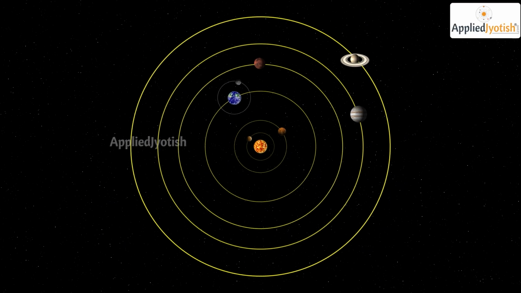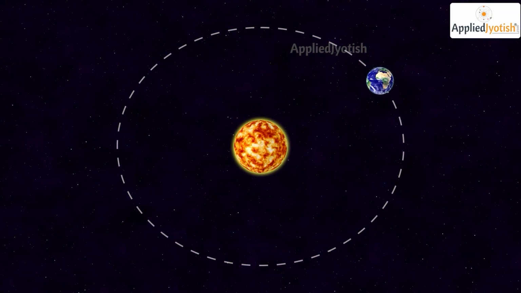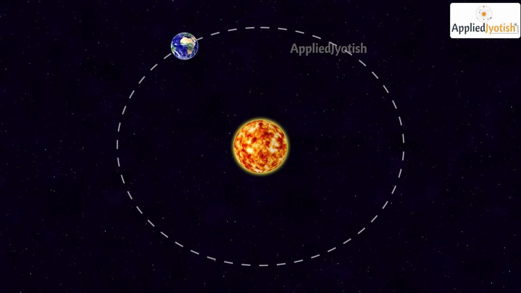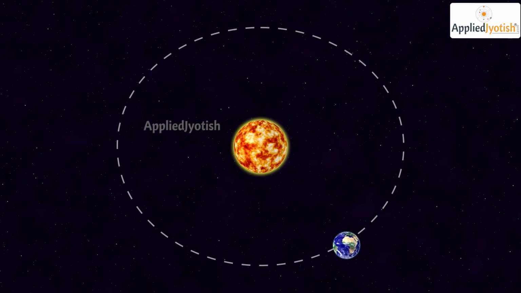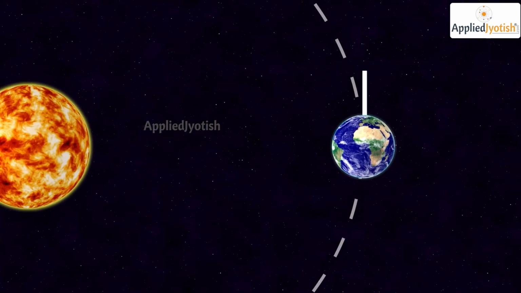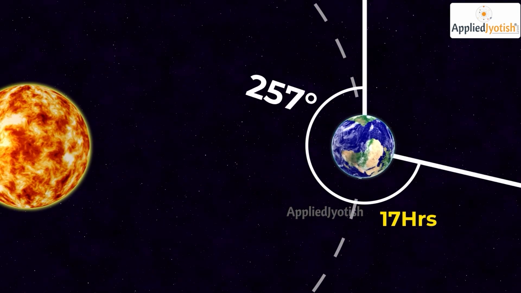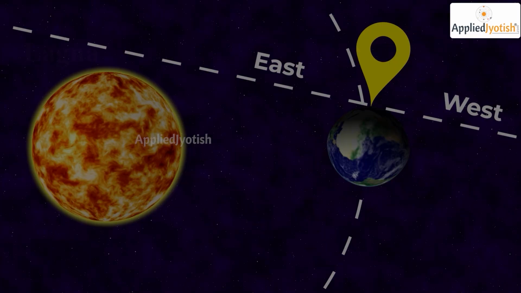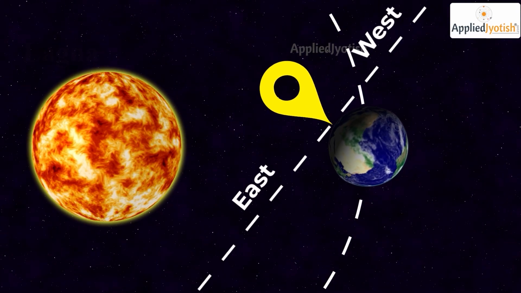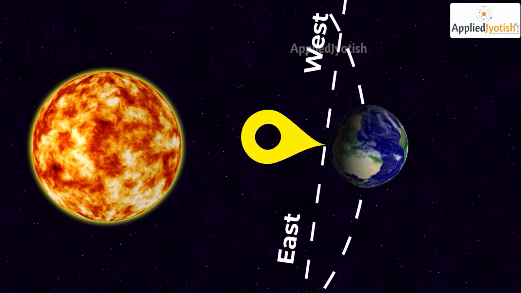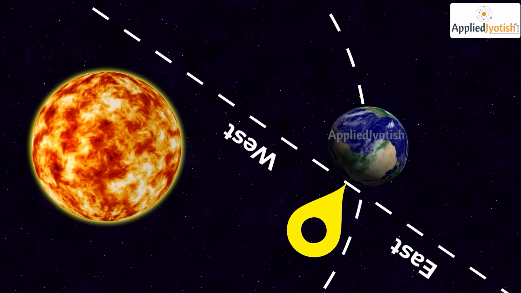This is our solar system, and this is the sun. As we all know, the Earth revolves around the Sun in an elliptical orbit. At the same time, the Earth rotates around its own axis approximately once every 24 hours. Because the Earth rotates around its own axis in this way, we see the Sun rise in the eastern sky and set in the western sky.